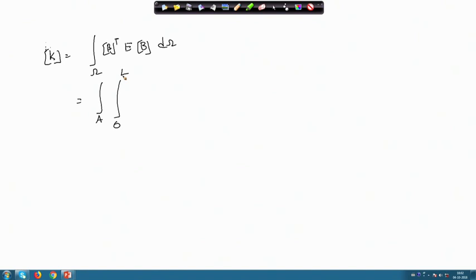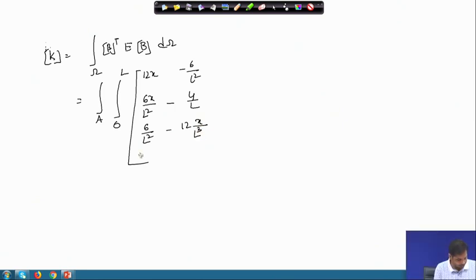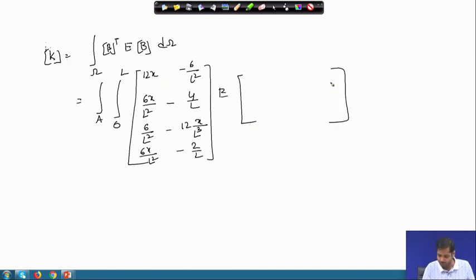So, let us write B transpose. I am writing it out: 12x and then minus 6 by L square, then we have 6x by L square and then minus 4 by L. Please check these values: 6 by L square, minus 12x by L cube, and then finally 6x by L square and then minus 2 by L. So, this is for B transpose E, and then we have the same thing as this for B. Okay. This integration will be over dA and then over dx. Okay.